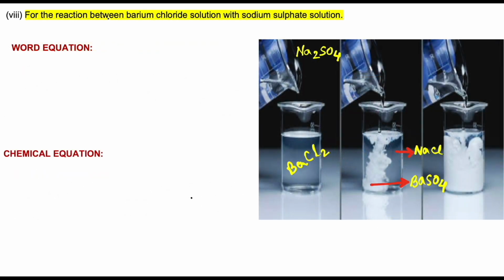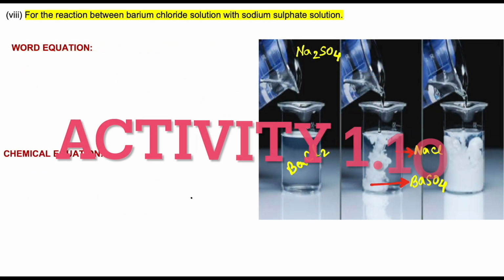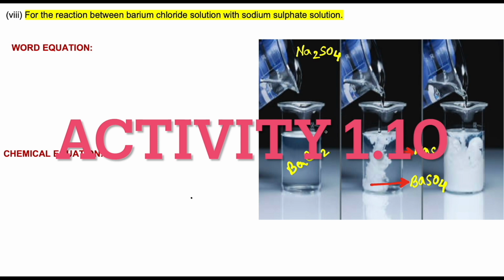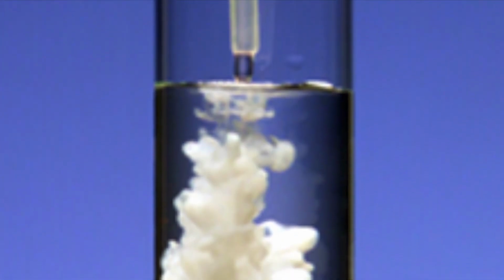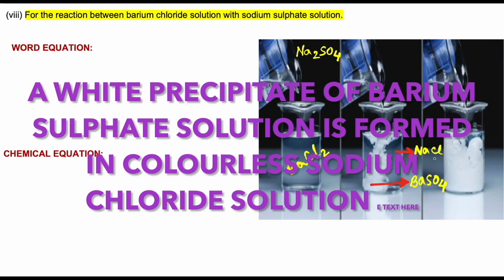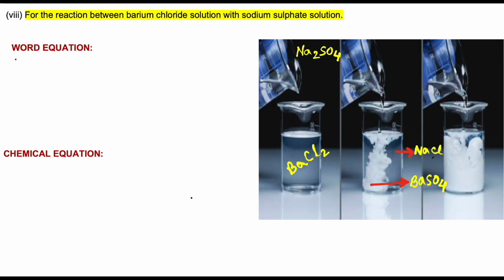Now children, let us talk about activity 1.10 given in our NCERT for the reaction between barium chloride solution with sodium sulfate solution. In this activity, when colorless sodium sulfate solution is mixed with colorless barium chloride solution, a white precipitate of barium sulfate is formed in the colorless sodium chloride solution. Let us write down the word equation for the reaction.